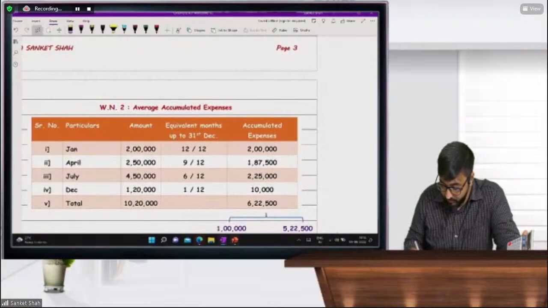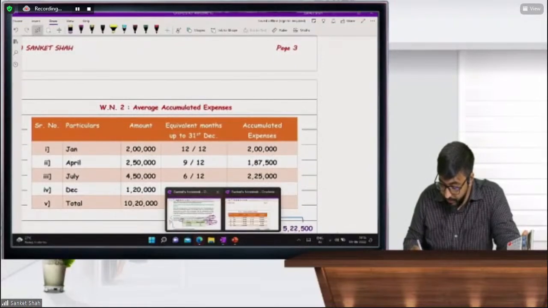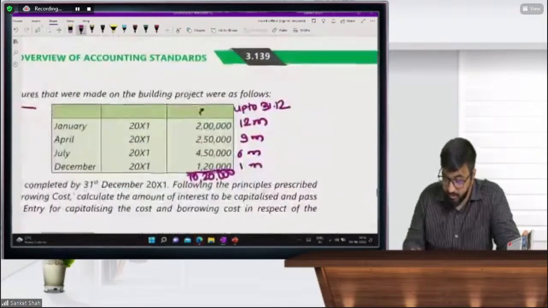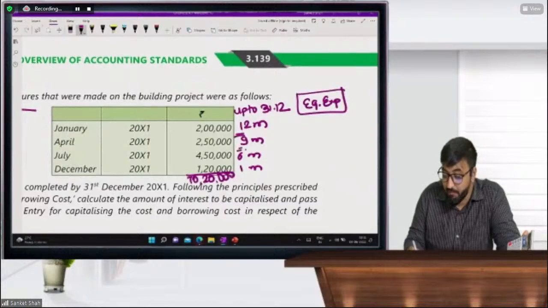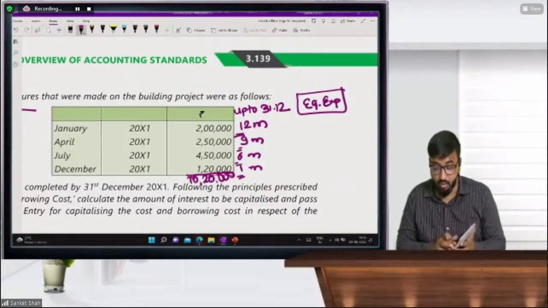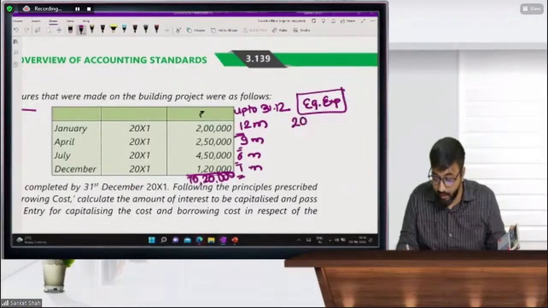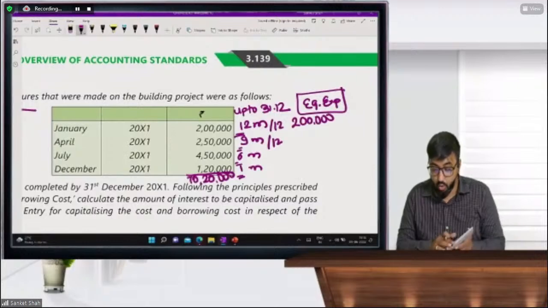First, I will calculate these expenditures, equivalent expenditure. Now why equivalent? Because months are different. So 2 lakhs into 12 by 12, it will be 2 lakhs. So 12 by 12, then 2,50,000 into 9 by 12.